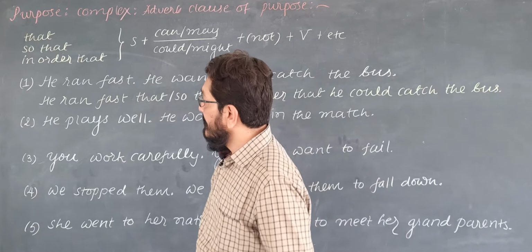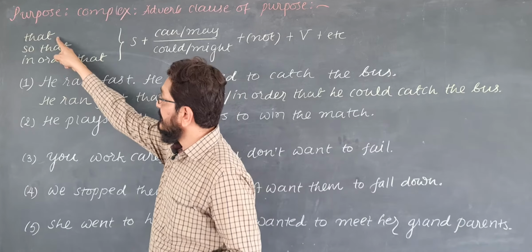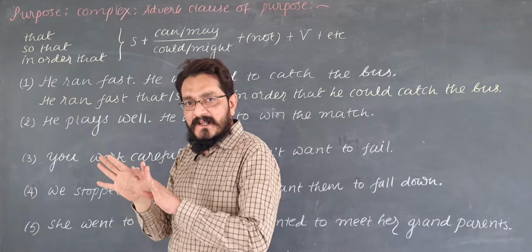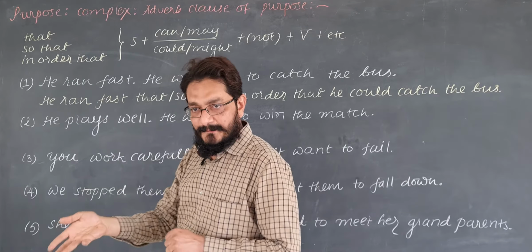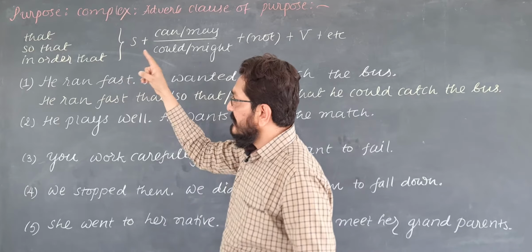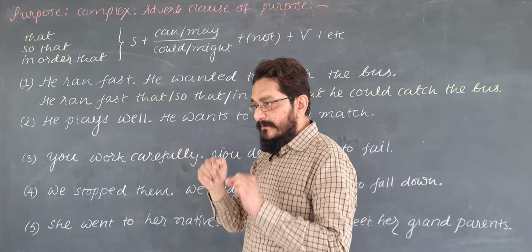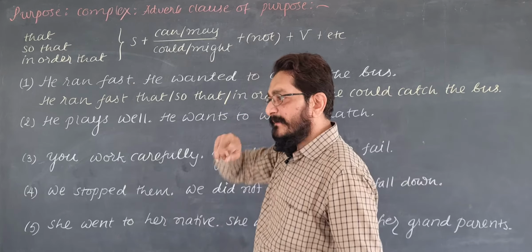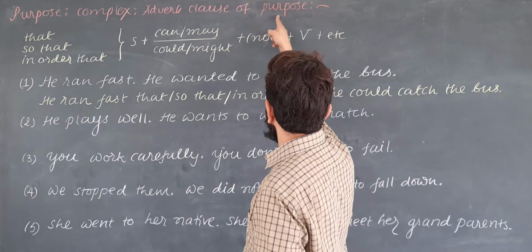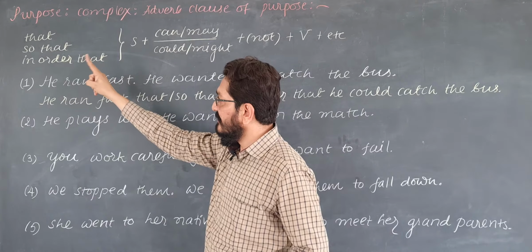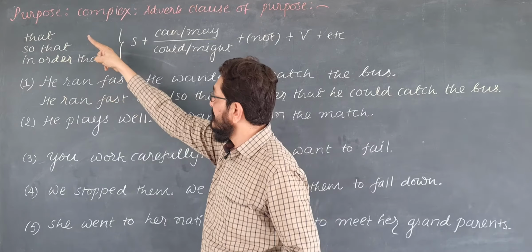See, there are three function words: that, so that, in order that. These three function words help us to join two simple sentences, making it into complex adverb clause of purpose. So these are the function words: that, so that, in order that, for purpose.